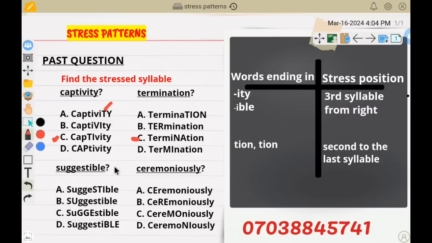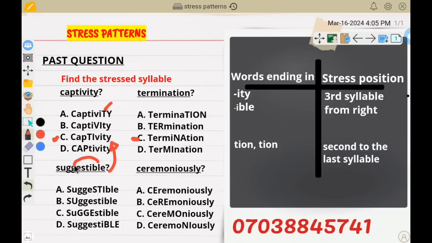Then suggestible is ending in ible. So this one has the same rule with this, like we discussed in the class. Okay, suggestible. So we need the third syllable from the right hand side. So we have suggestible. Coming from the right hand side, the third syllable will be gest. So just check all through. You see that this is the correct one here.